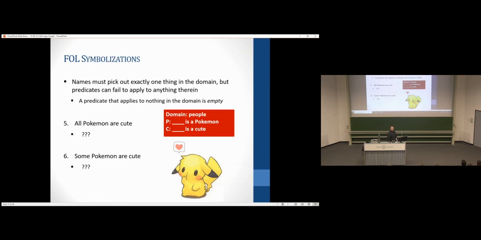And to put some technical terminology here, we can say a predicate that applies to nothing in the domain is empty. Empty predicates are interesting because they lead to some funny results. So, here's our sample symbolization key. Let's have the domain be people. Let's have the predicate P be "is a Pokemon" and C be "is cute". Using this symbolization key, how would we symbolize 5? All Pokemon are cute.